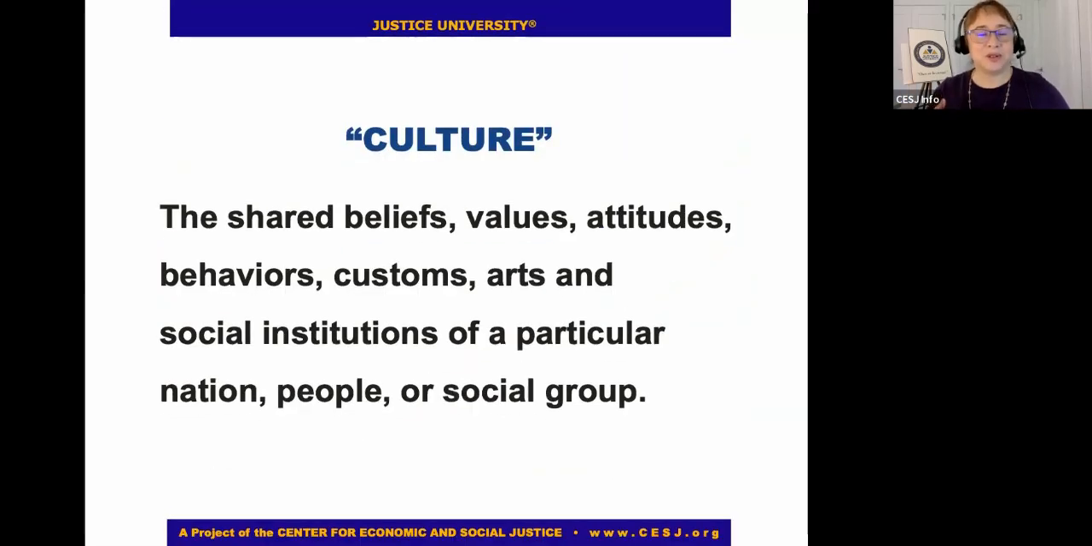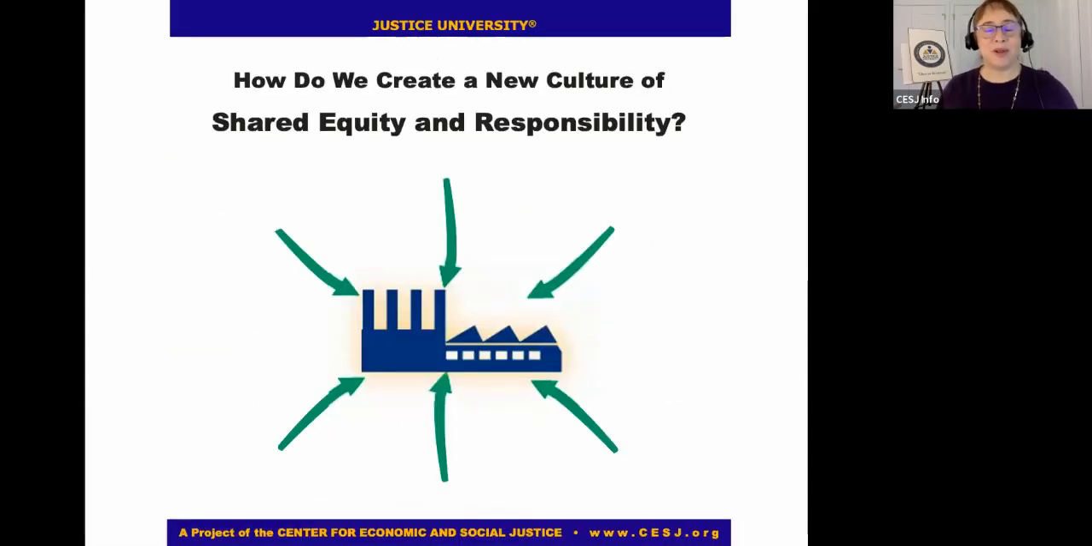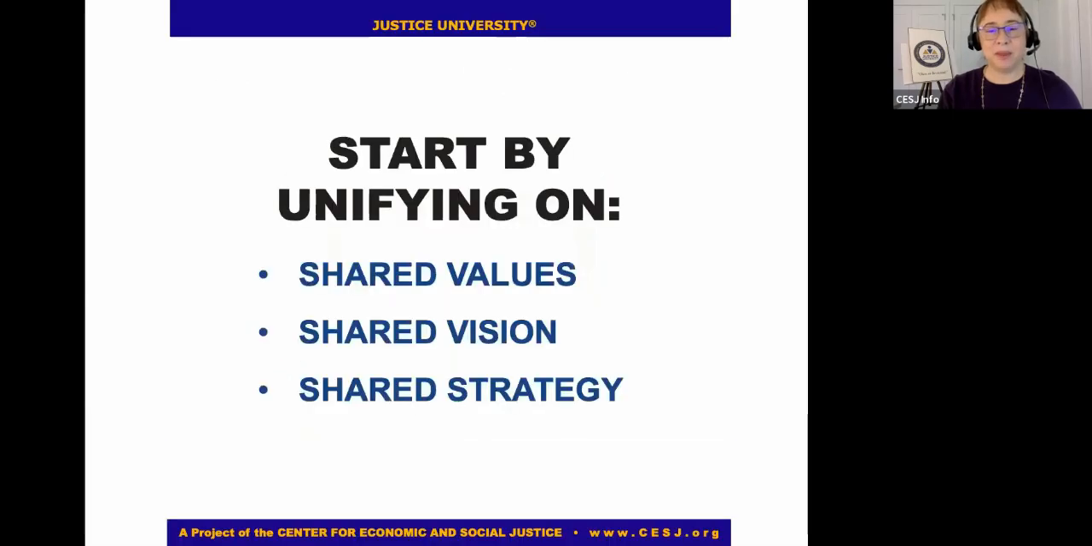So again, culture is the shared beliefs, values, attitudes, behaviors, customs, arts, and social institutions of a particular nation, people, or social group. So you can see our present culture today in America is not a justice-based ownership society or system, but through processes of social justice at different levels of the common good, we can start to change. So then the question is, how do we create this new culture of shared equity and responsibility?